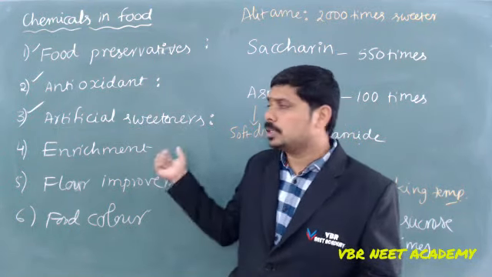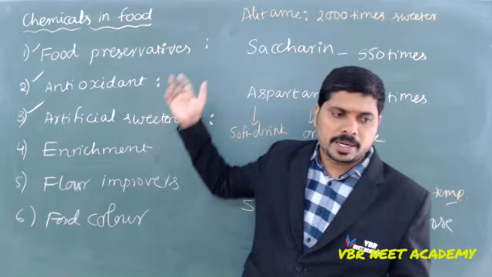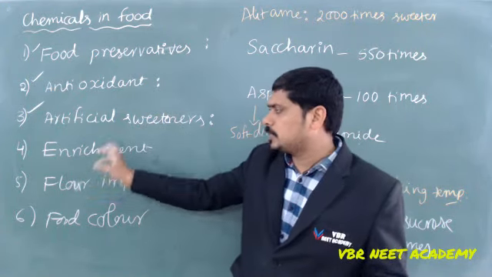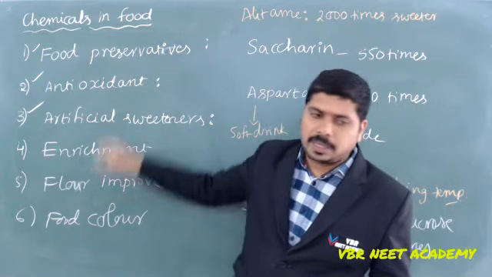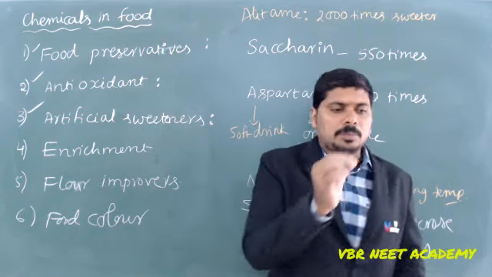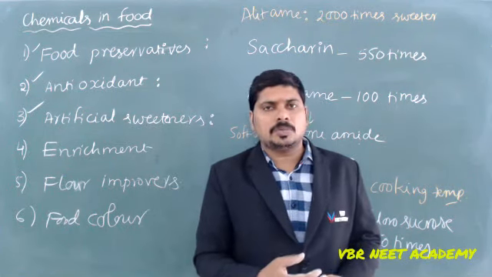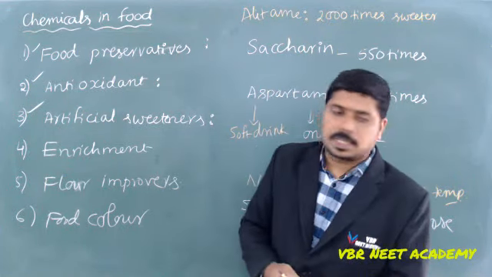So this is about your food additives. What food additives did we discuss? Food preservatives, antioxidants, artificial sweeteners, and food colors. These are the main things we discussed. You are supposed to remember the names we discussed for answering questions related to food.